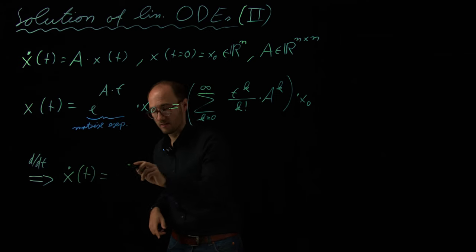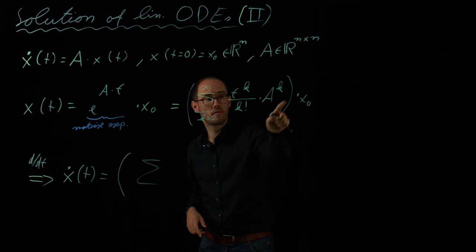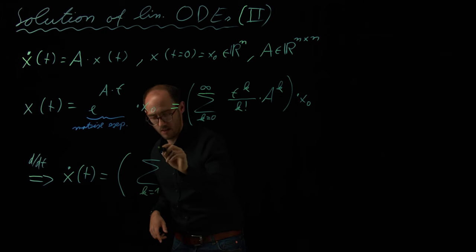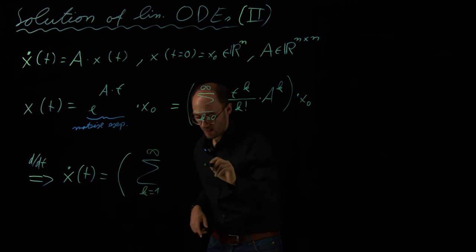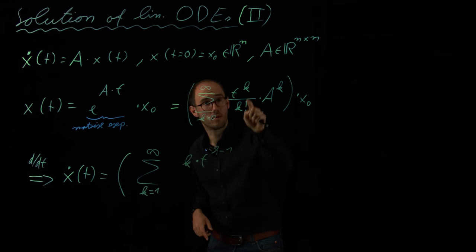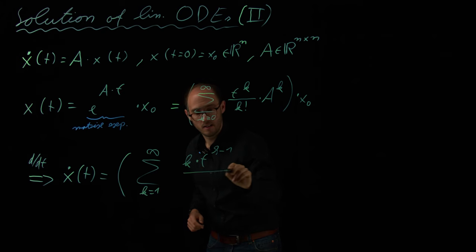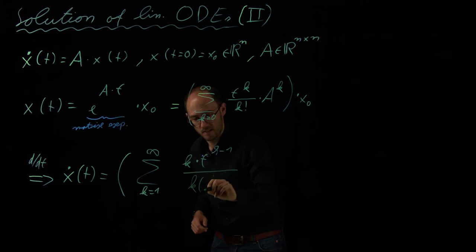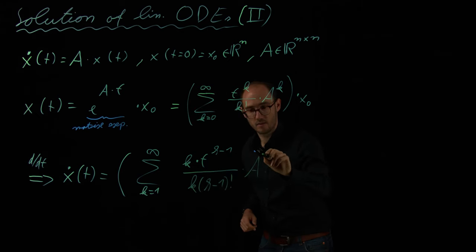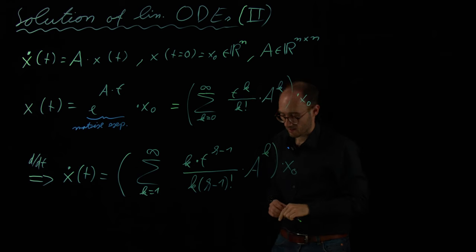And that is identical to the time derivative of our matrix exponential, which is then the sum starting at 1 going towards infinity, and then that is k times, so that is basically the time derivative of this t to the power of k, divided by k minus 1 factorial times A to the power of k times x0, our starting state.